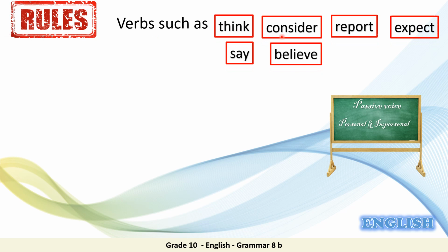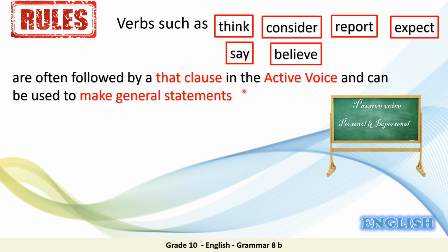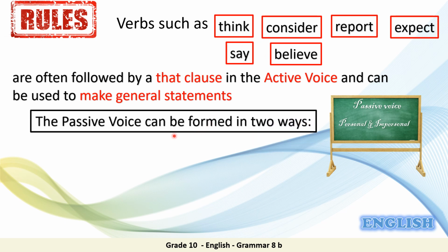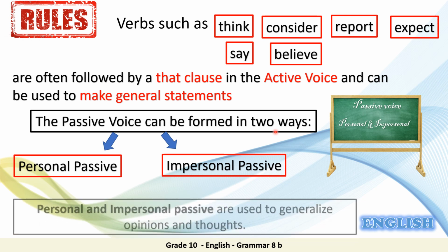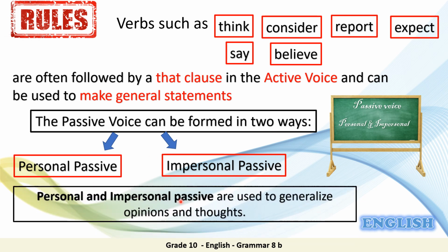Verbs such as think, consider, report, expect, say, believe are often followed by a that clause in the active voice and can be used to make general statements. So how to change these verbs from active to passive? To change these verbs from active to passive, we have two ways. Number one is called the personal passive. And then we have the impersonal passive. So personal and impersonal passive are used to generalize opinions and thoughts. Let's find out how to change sentences from active to passive using personal passive or impersonal passive.